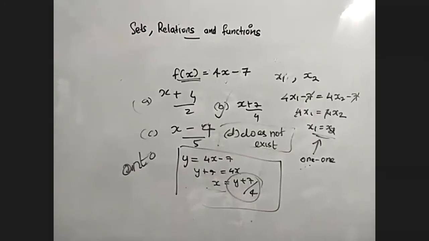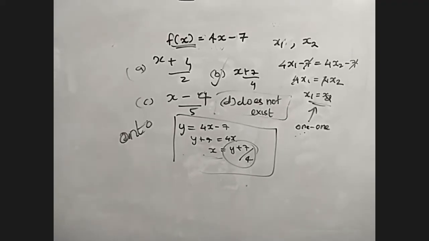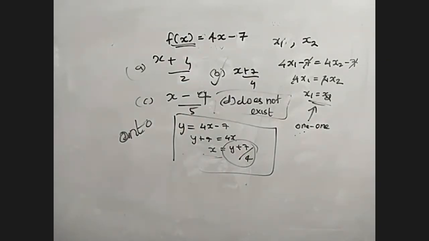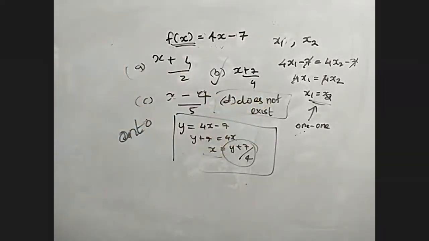See, in this question they are asking to find the inverse of the function f of x is equal to 4x minus 7. We need to find the inverse of this function 4x minus 7. These are the options given. For a function to have an inverse, it should be 1 1 and onto. So first I am checking 1 1.